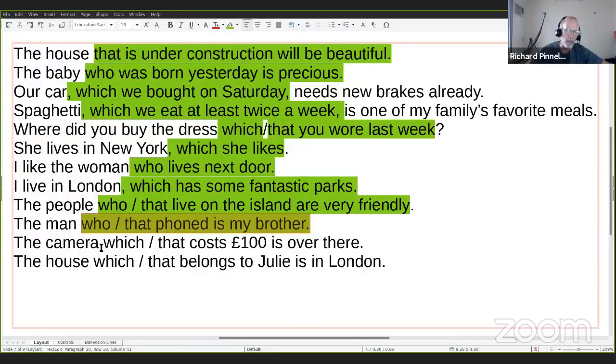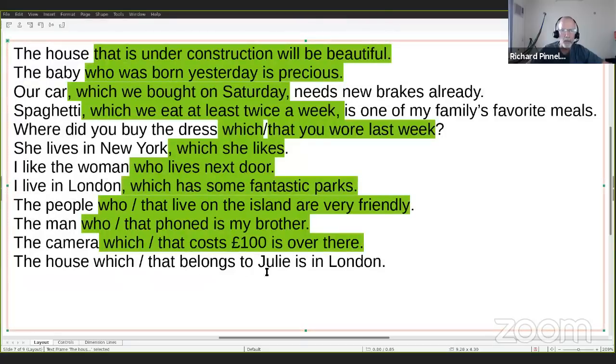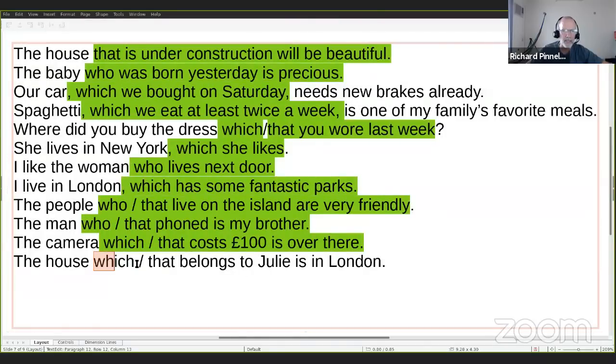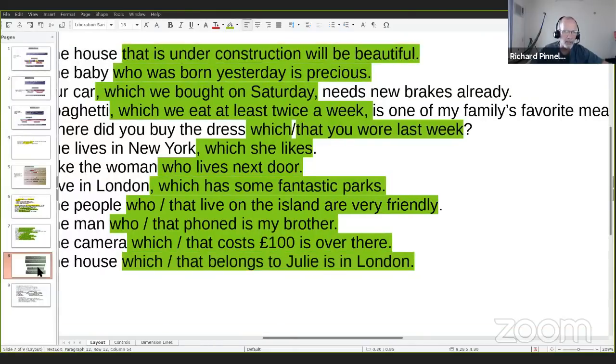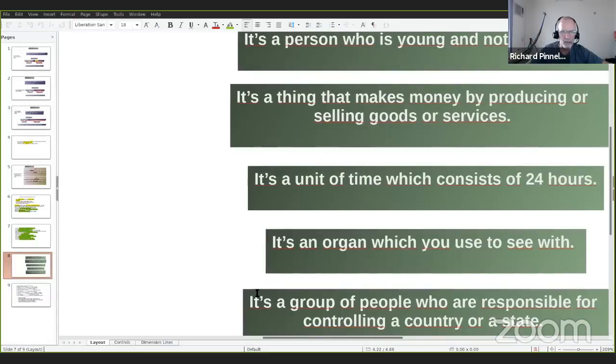The camera, which costs £100, is over there. Or, the camera that costs £100 is over there. This is defining. The house which or that belongs to Julie is in London. Again, it's defining. Most of them here are defining, so we can use which or that for things and who or that for people. Okay, so I think that covers everything.